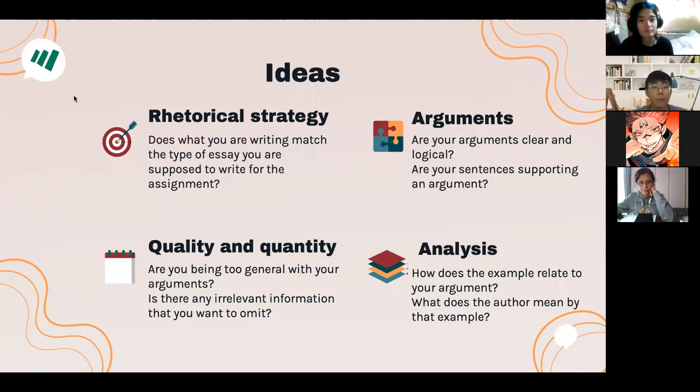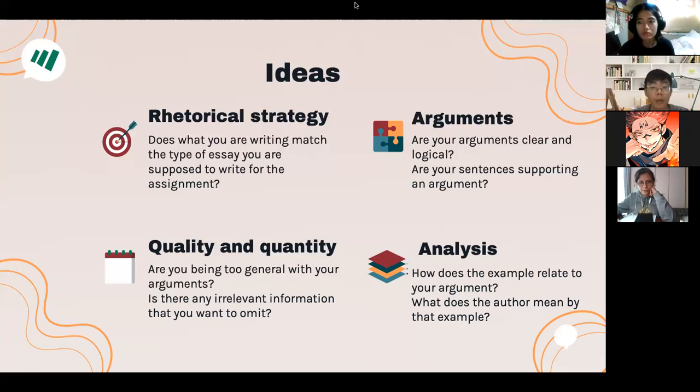The next one would be arguments. Are your arguments clear and logical? And are your sentences supporting a specific argument? Your arguments, especially your topic sentence for each paragraph, should really be responding to your main topic. And each sentence within your paragraph should support the subtopic as well. You want to ensure that every sentence is connected to the previous one, which greatly contributes to the logic of your argument. So try not to beat around the bush, which confuses the readers. Instead, get straight to the point, because it really helps improve your clarity and makes your argument more visible. People can see your arguments more easily.